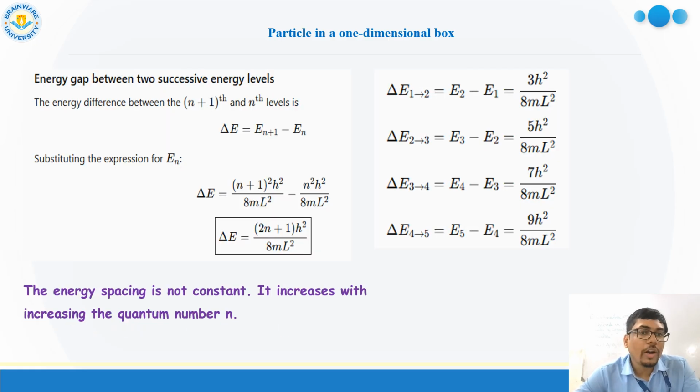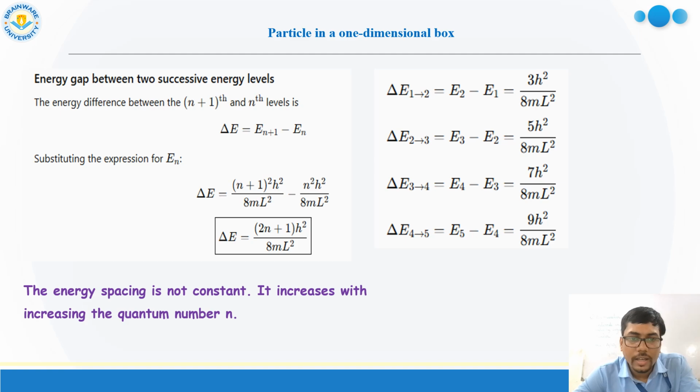Okay. So what is the energy gap between two successive levels? If I want to calculate, this will be delta E. Suppose I am taking the nth level, so the energy is En, and the (n plus 1)th level, that is energy E of n plus 1. So that is basically two successive energy levels.